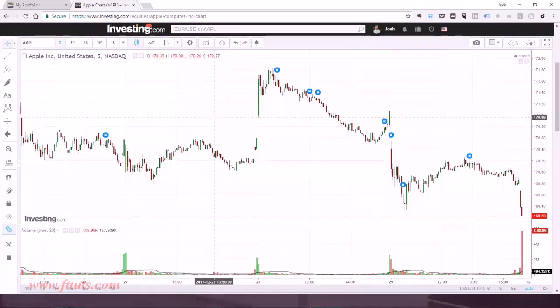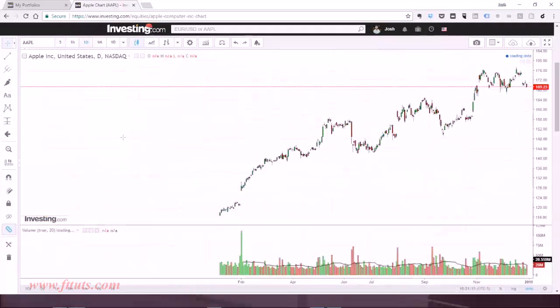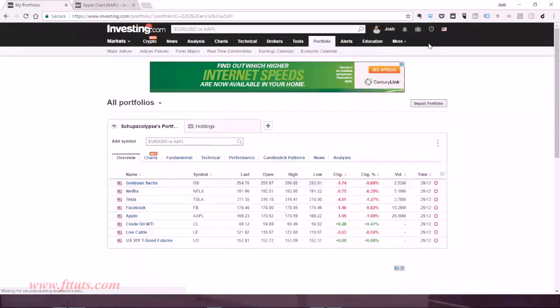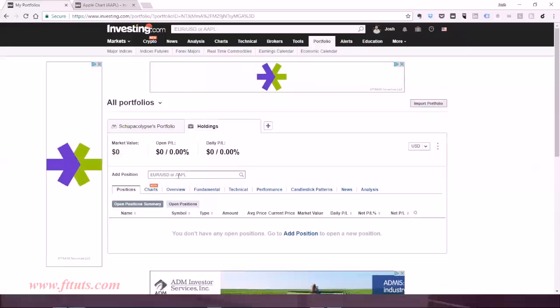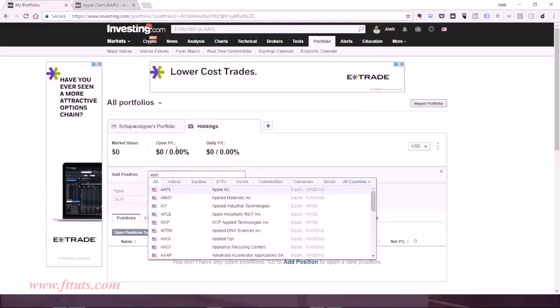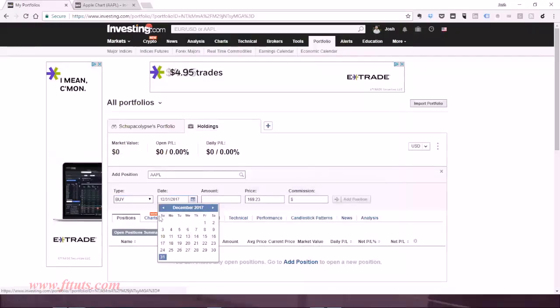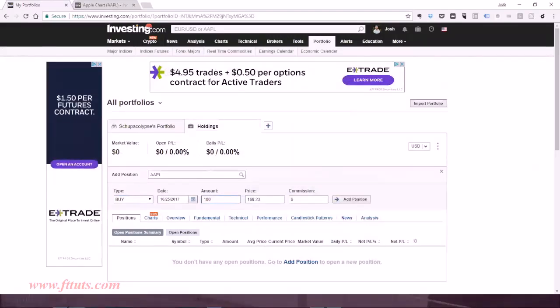So let's look at Apple here real quick. I'm going to go back here to a daily chart. Apple was trading on the 25th of October at 156.32. So I can actually go in here into investing.com, go to holdings, and say I have Apple, and I bought it on 10/25, and I bought 100 shares.